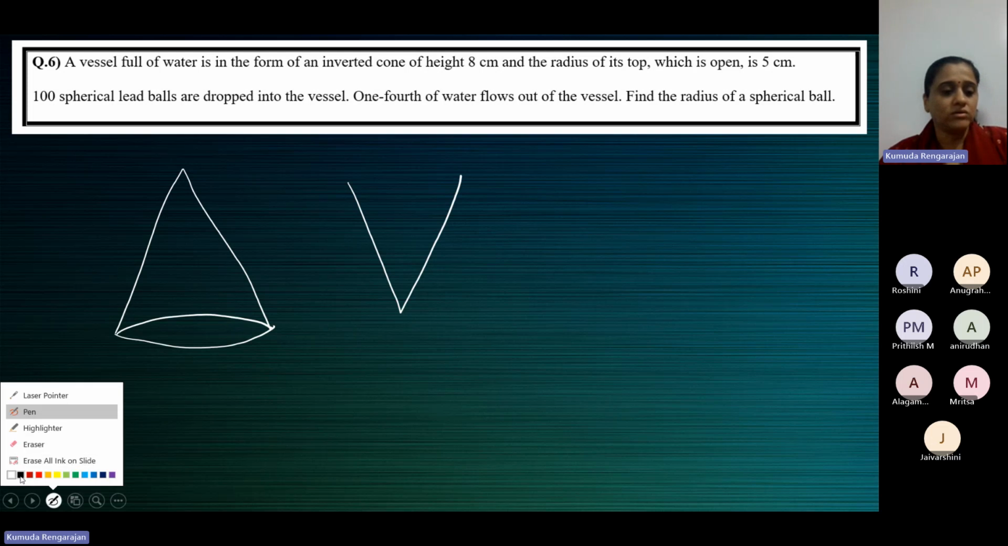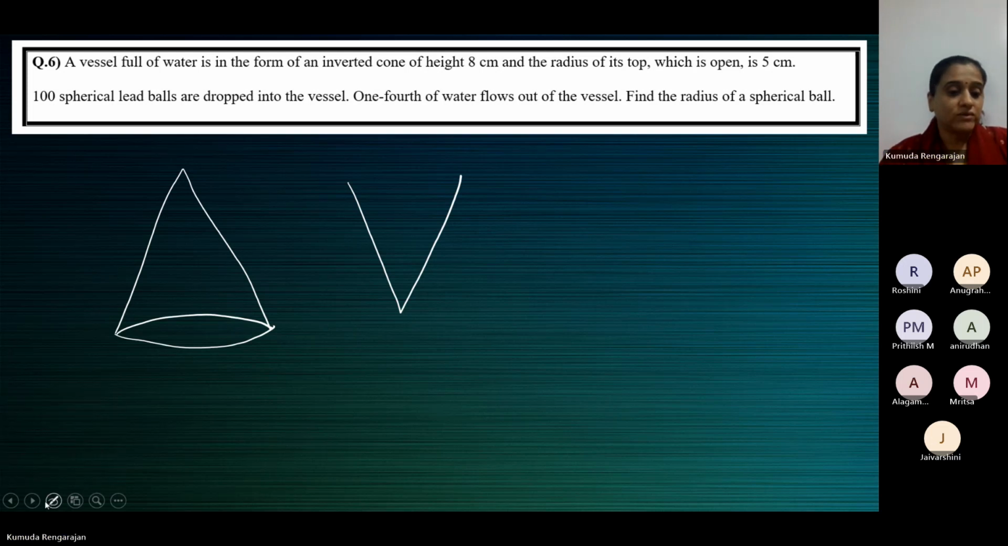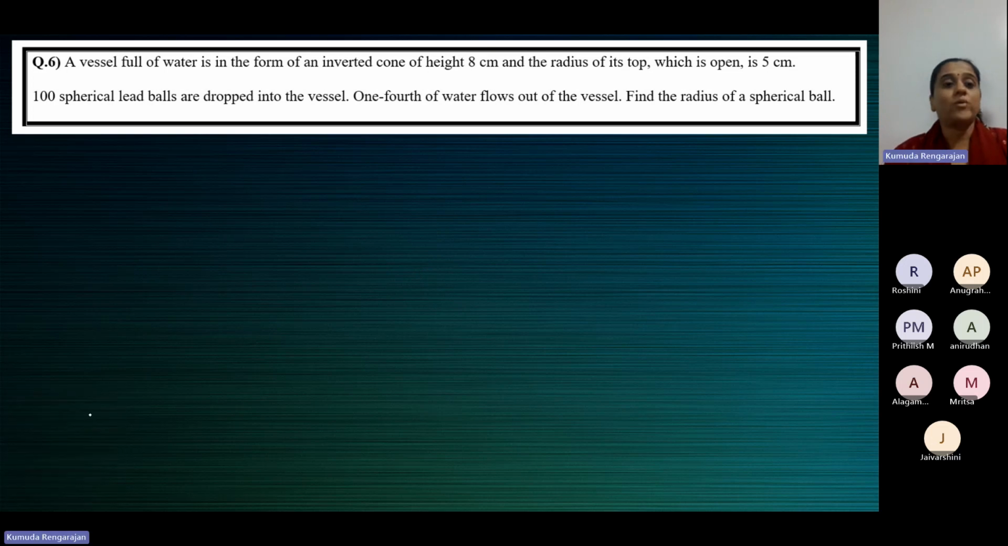A vessel full of water is in the form of an inverted cone of height 8 centimeters and radius 5 centimeters. 100 spherical lead balls, lead is the material, spherical is the solid, are dropped into the vessel. 1/4 of the water flows out of the vessel. Find the radius of the spherical ball.